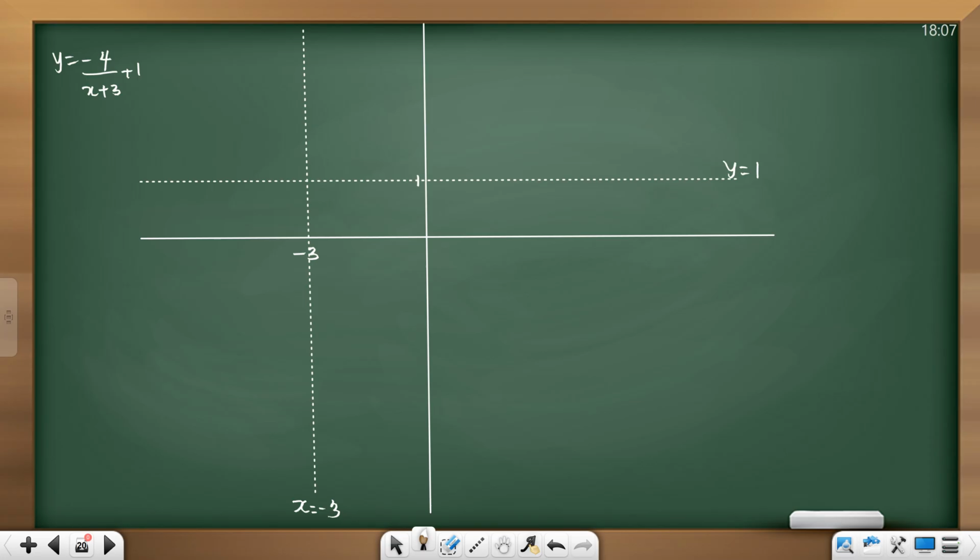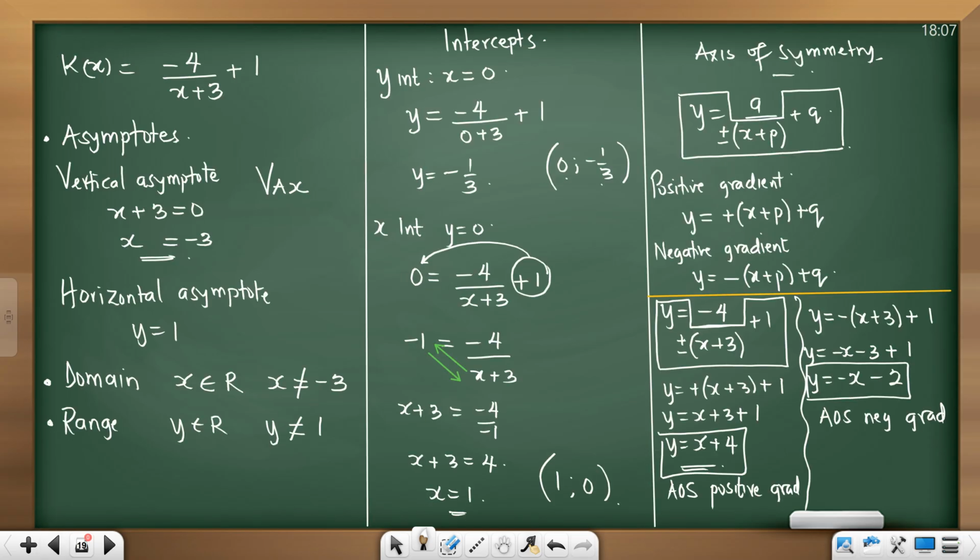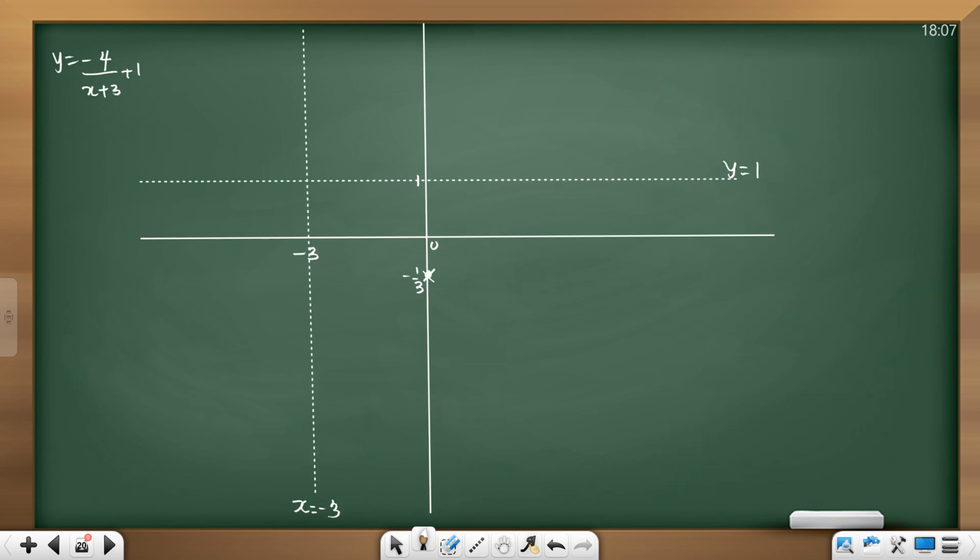-1/3 should be somewhere here, because that's 0. So my graph must pass through that point. Then, when x is 1, y is 0, my graph must pass through. I want to show you something. Okay, I already see what my graph should look like.